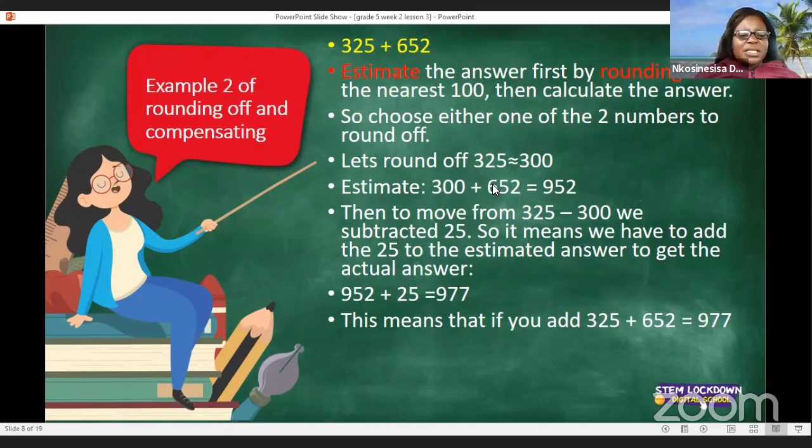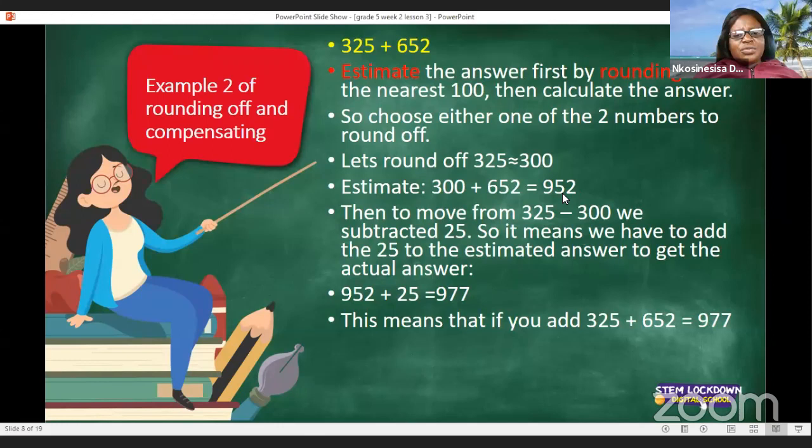Remember, I said with estimation, you can do it mentally. So how do you do it mentally? 3 plus 6 is 9. And then these zeros added to 52, they give you 52. So the answer is 952. So with estimation, you can easily do mental maths without having to work it out on paper. So I've shown you how we do it. You say 3 plus 6 gives us 9, and then the zeros added to 52 give us 52. So the answer is 952.